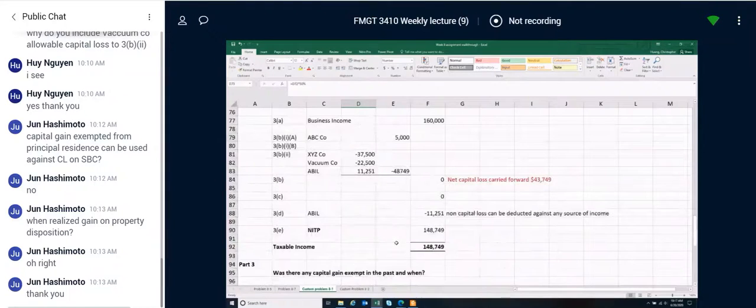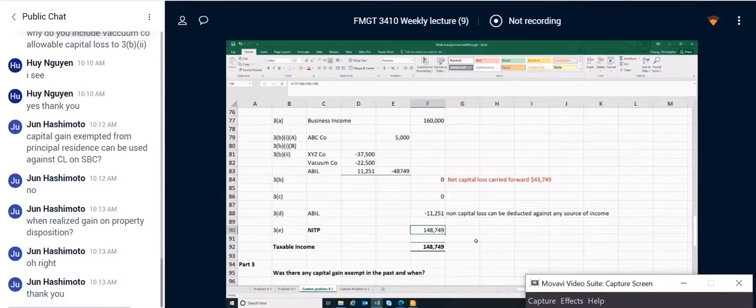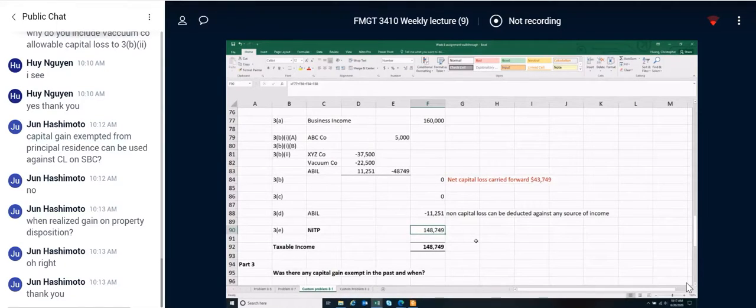So now when I do my section 3 format, I will reclass 11,250. I take that out from here and put it into 3D. And now I'm going to have a 148,750 NITP. Okay. Does that make sense? So this is, again, another integrated point where all of a sudden we bring in the historical taxation years, and you need to capture that. Any questions on that piece? Everything else in the question is obviously the same.